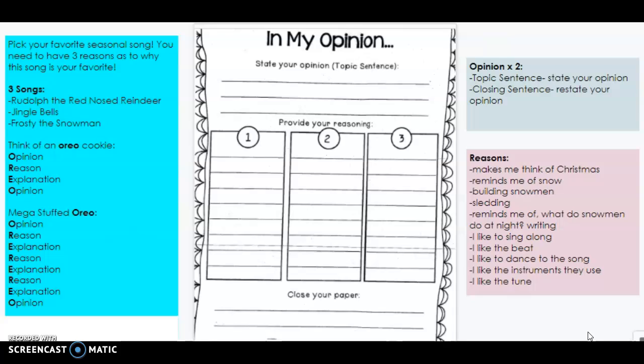Right. My song that I'm going to pick is Jingle Bells. So my first opinion sentence up here, my topic sentence, needs to be a complete thought, a complete sentence that starts with a capital and ends with a stop sign. It's going to end with a period. So my topic sentence to introduce my writing is showing that my favorite seasonal song is Jingle Bells. So how could we write that sentence?